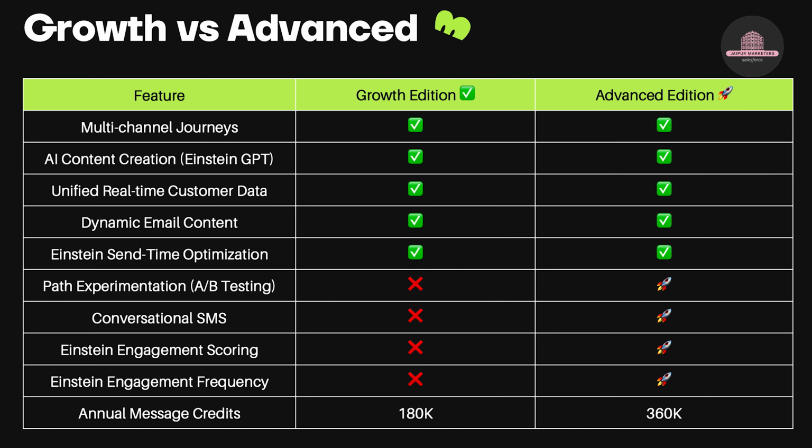There are also higher messaging and AI utilization limits. So there are just 4 extra features, plus you get extra messaging and AI capabilities. That's all. This is the feature-wise difference between Growth and Advanced. If you see, there are only 4 extra features, and you get an annual message credit of 180k in Growth edition and 360k in Advanced edition. Now we are going to discuss some use cases and demonstrate the same.